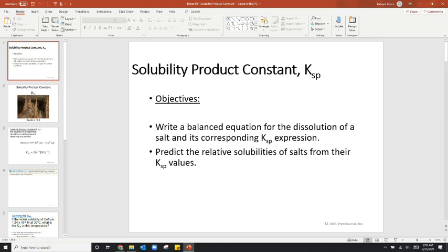The first thing we're looking at is this idea of KSP. You've got your table there with KSPs. What we want to be able to do is write a balanced equation for the dissolution of a salt. That's what we were doing here in blue. We've practiced that quite a bit with the soluble things back when we were studying chapter 4, actually. But now we're going to think more about things that are considered insoluble, and also predict the relative solubility of salts from their KSP values. That's something we can already do because you have that list.